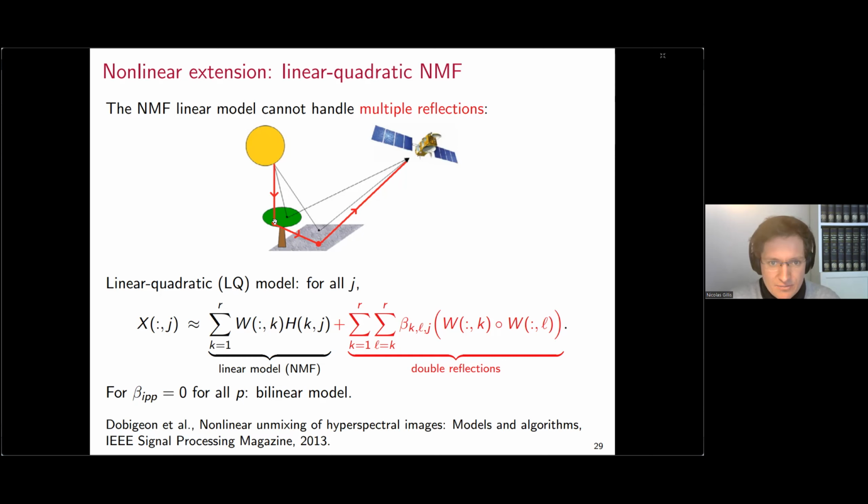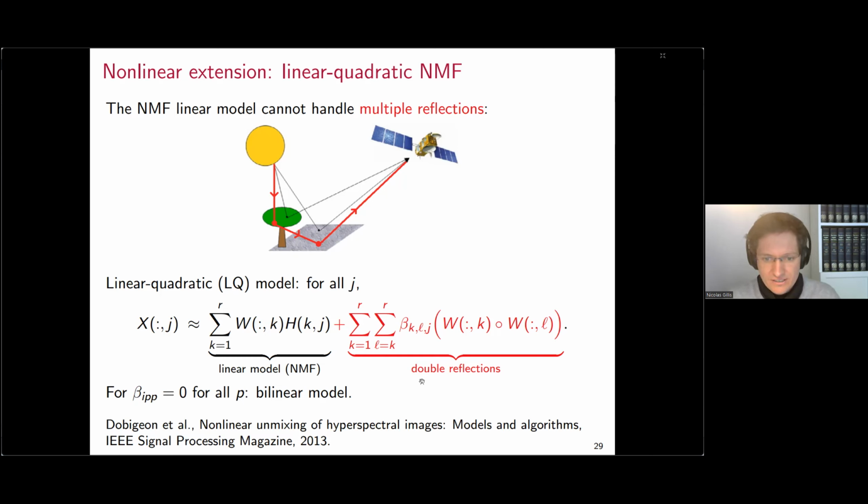Because the light here will hit the tree, so the tree will absorb some of the light, and then the road similarly. And so the spectral signature of this red thing will be the componentwise product of the spectral signature of the tree with the spectral signature of the road. This model was introduced in the hyperspectral unmixing literature. It's called the linear quadratic model. You have the linear part here and the quadratic part here.